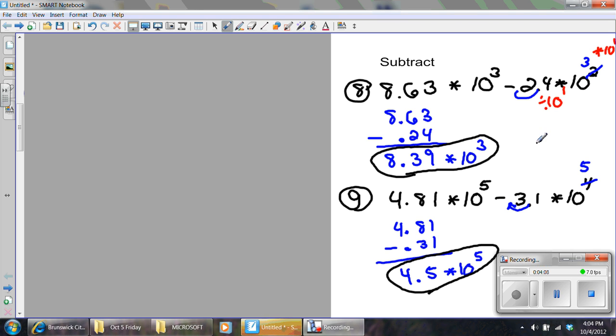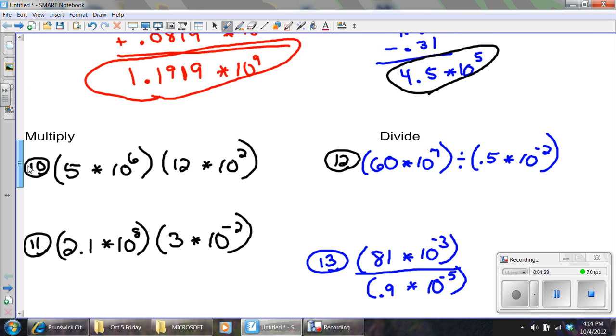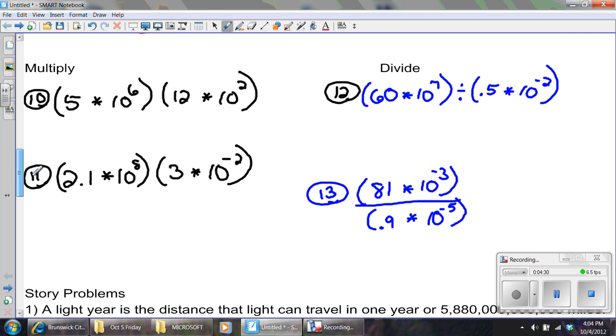Number 9 is very similar. I turn the 4 into the 5, which is multiplying by 10 to the 1st. So I divide by 10 to the 1st here, changing it to 0.31. 4.81 minus 0.31 is 4.5 times 10 to the 5th power, and there you go. All right, we're tearing through this review. Okay, multiplication and division. There's 4 problems. Let's see what you can do with them. My answers will appear momentarily.